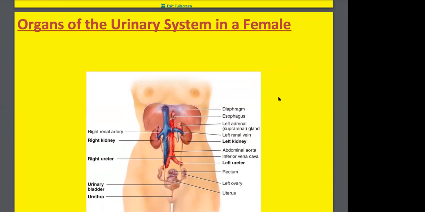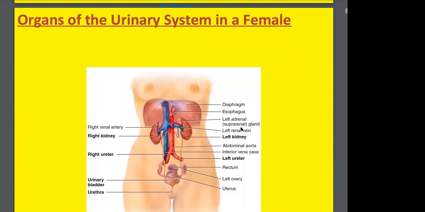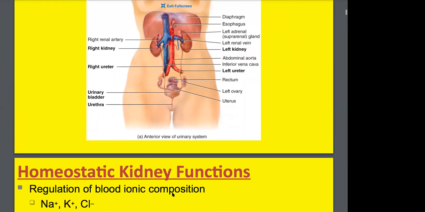When we look at the urinary system, we see the structures that sit in the abdominal cavity. All right, so once again, these include the kidneys, the ureters, the urinary bladder, and the urethra, right?